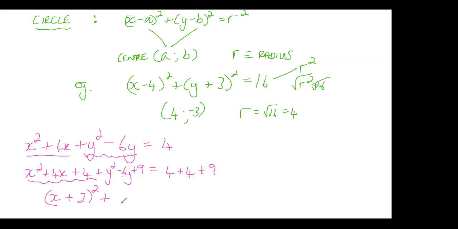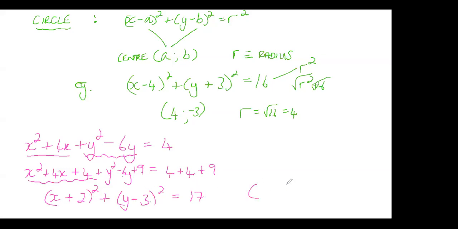Right, and then the next three terms will also form a bracket squared. The square root of y squared is y, and the square root of 9 is 3. So of the first and the last, you take the square root, and then that sign goes there. 4 plus 4 is 8, plus 9 is 17.